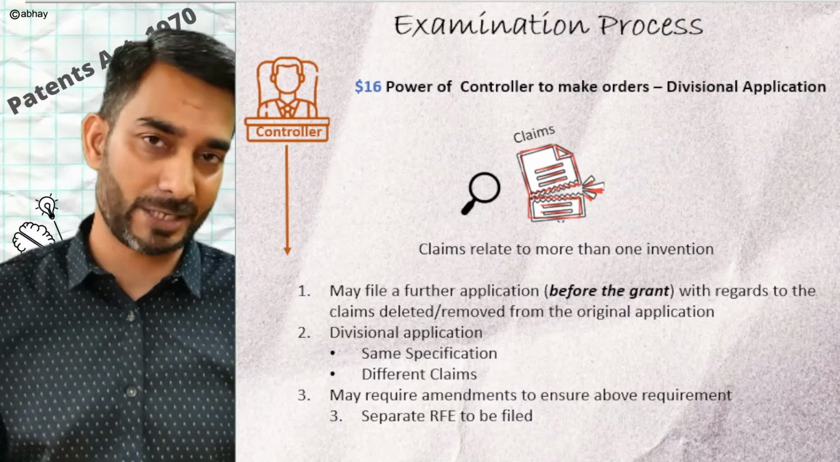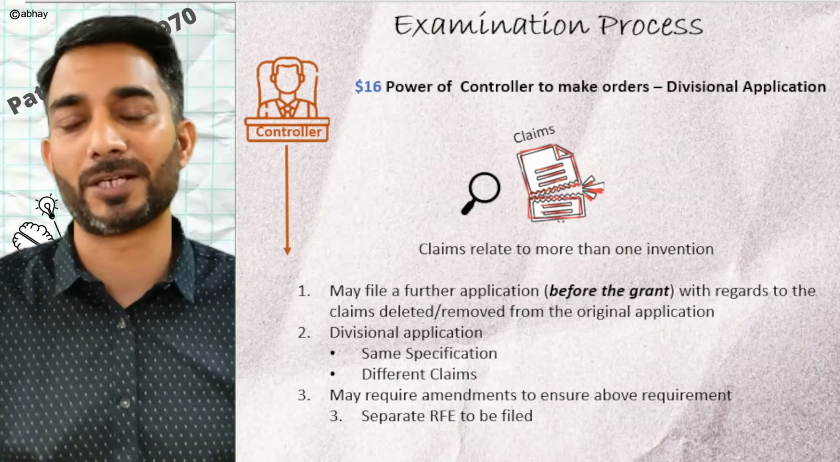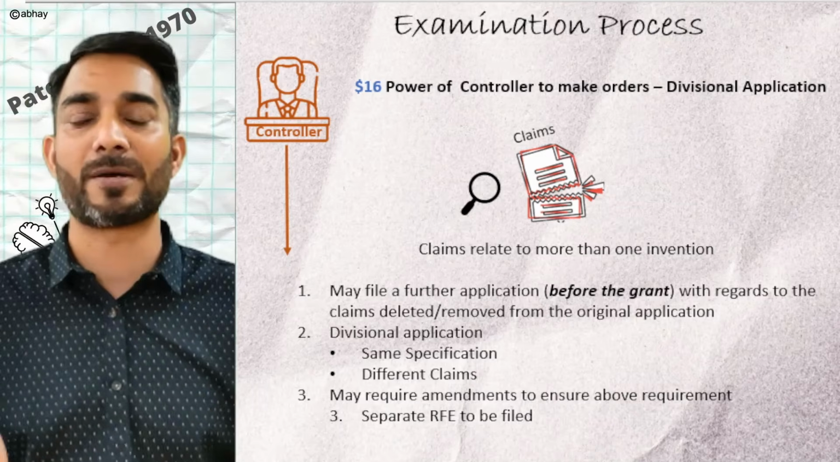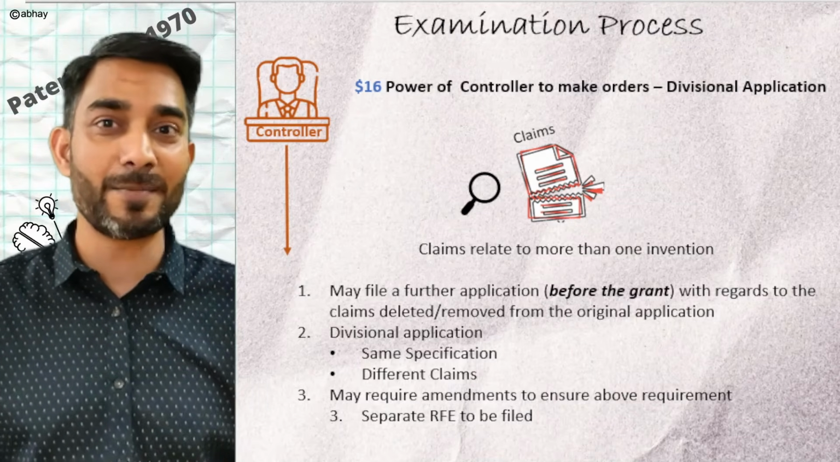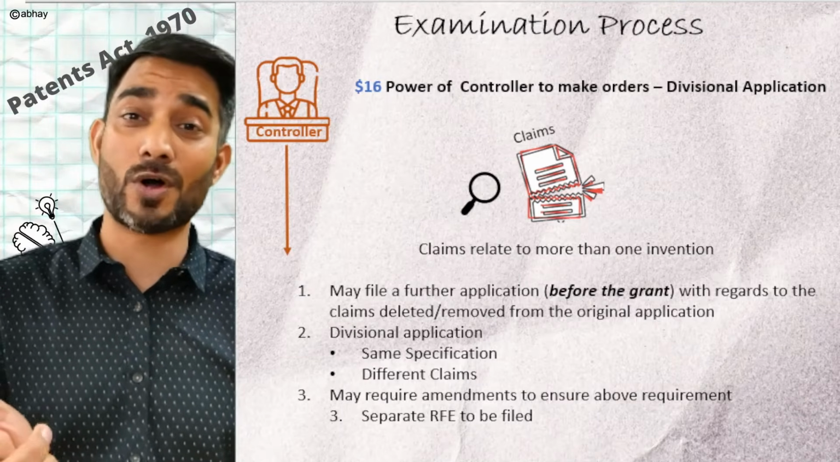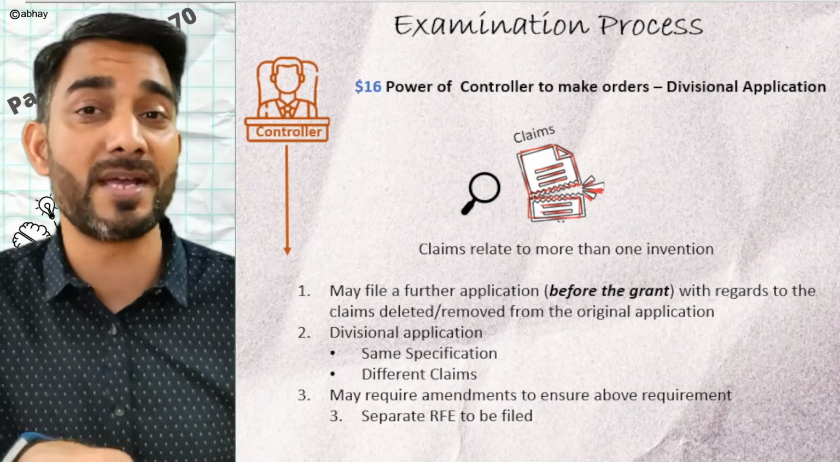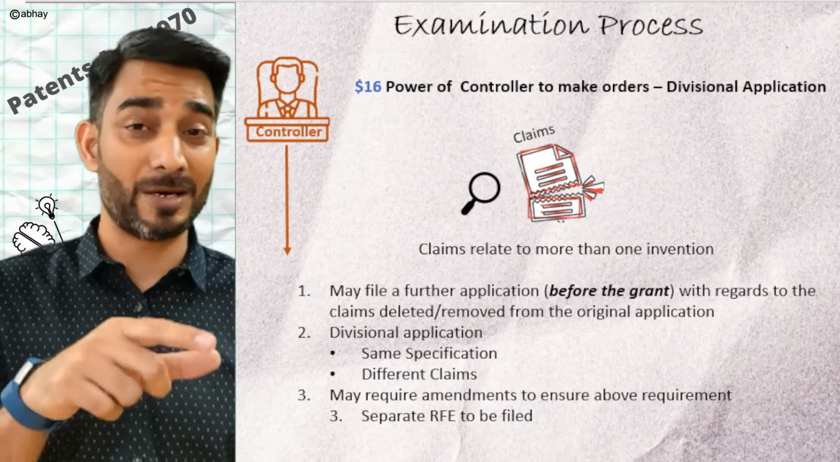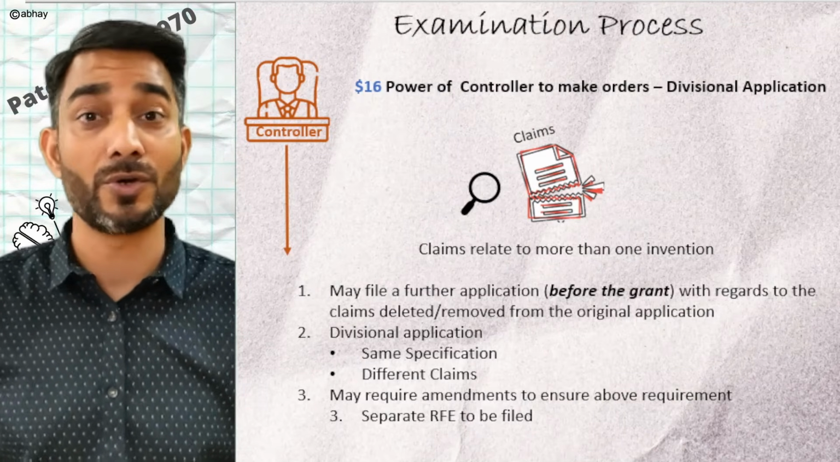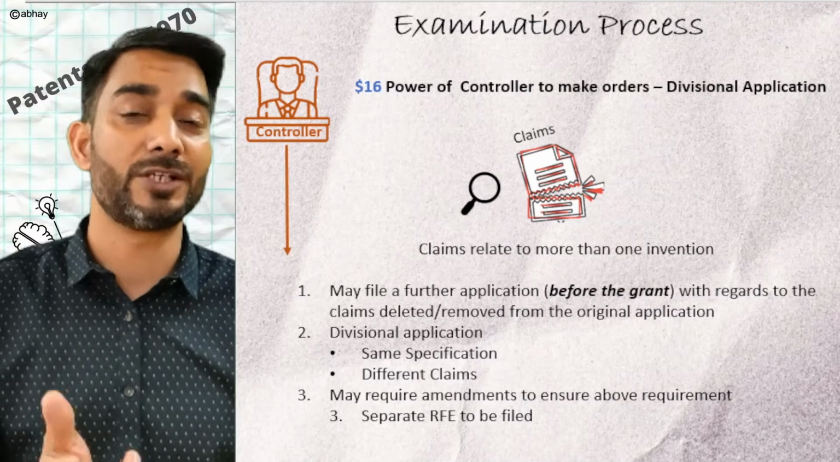Interestingly, the divisional application and the previous application should have the same complete specification, substantially the same complete specification, but the claims have to be different. If that is not followed, then the controller may require you to amend the specification of the original application or the divisional application before the controller goes ahead and issues a decision.